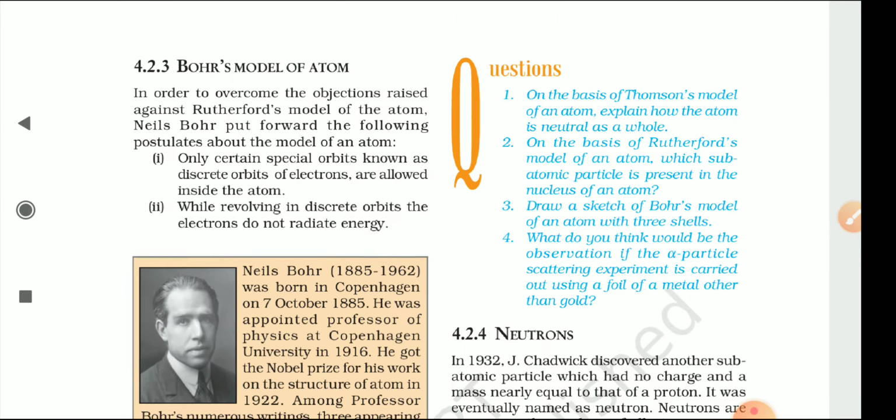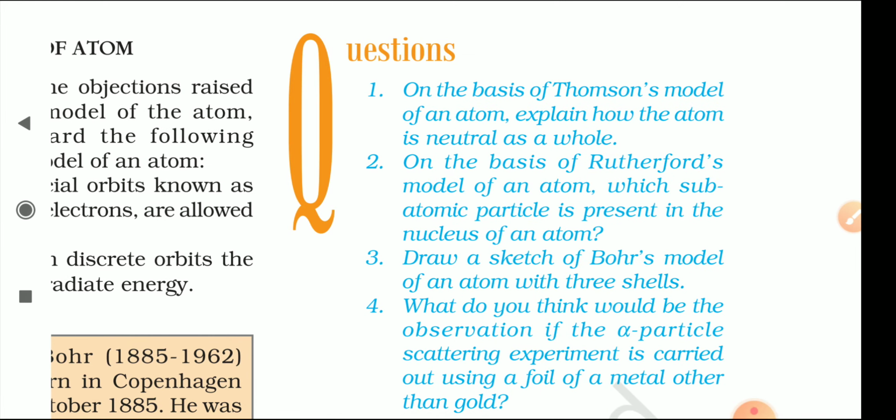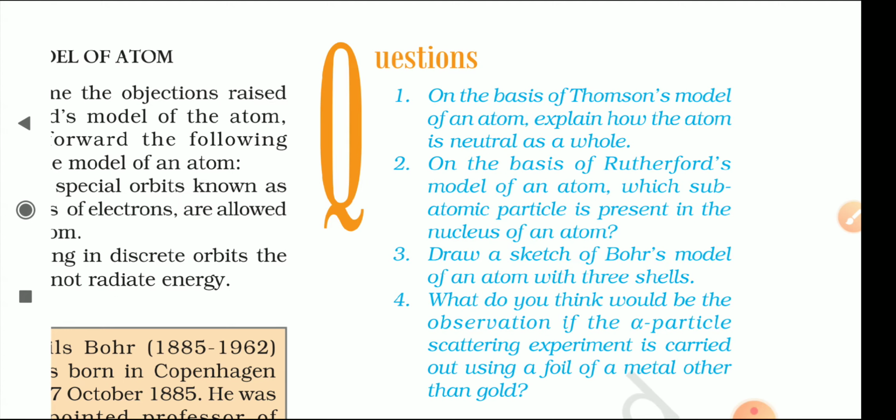So in the next class, like in 11th, you will study about this theory. Now these are some questions which you have to do today. First question: on the basis of the Thomson model of an atom, explain how the atom is neutral as a whole. Second, because you know that the number of electrons and the number of protons are equal, that's why it is neutral in nature. Same, on the basis of the Rutherford model of an atom, which subatomic particle is present in the nucleus of an atom? So you know that the proton and the neutron are present inside the nucleus.